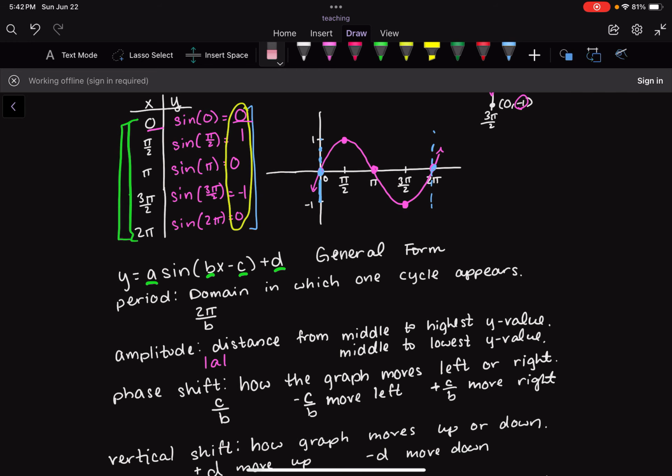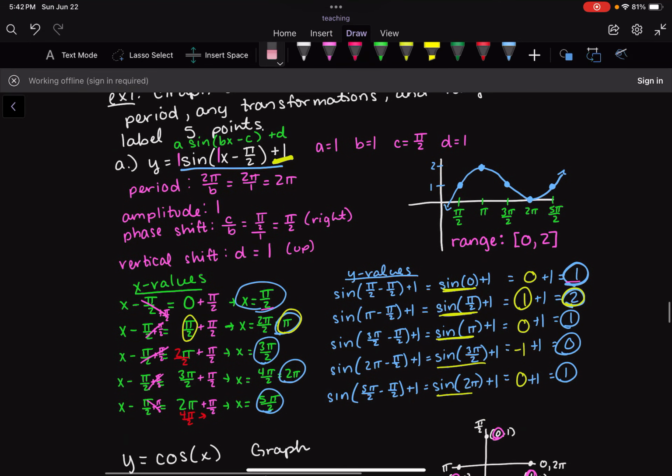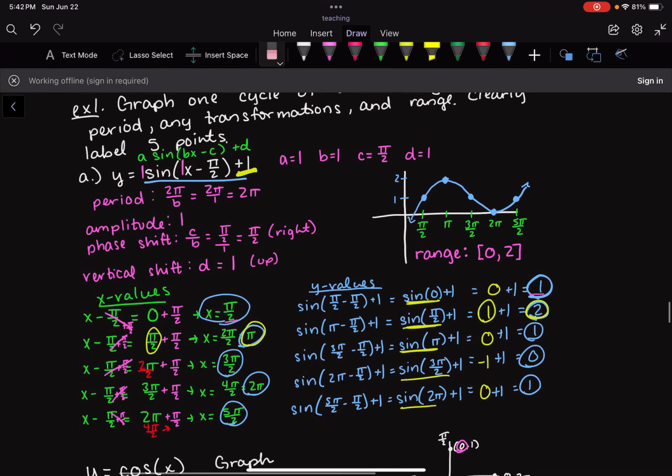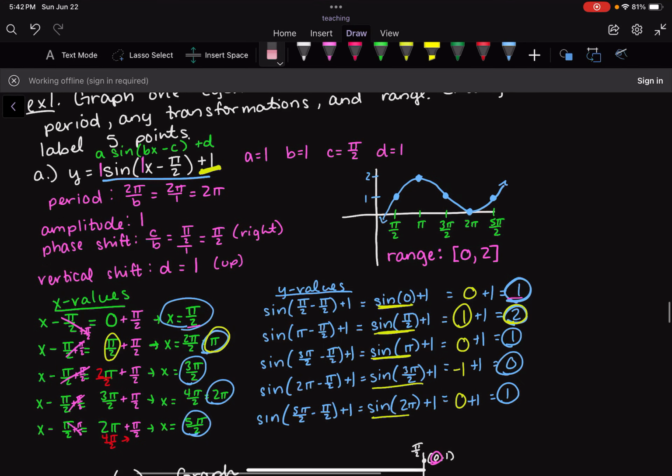Next, we started talking about graphing. And so I'll just kind of jump to a problem that we did. So here we graphed sine of x minus pi over 2 plus 1. And I showed how to find the x values. And then I also showed actually plugging in the y values here.